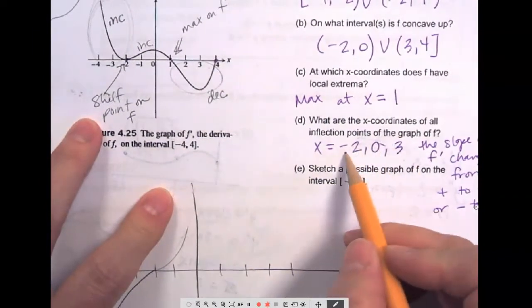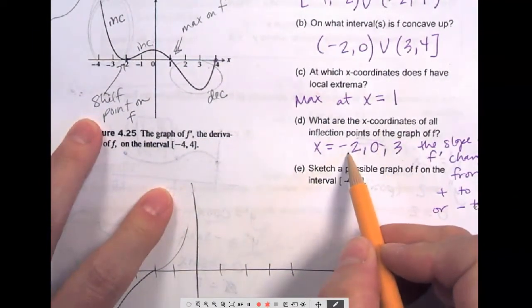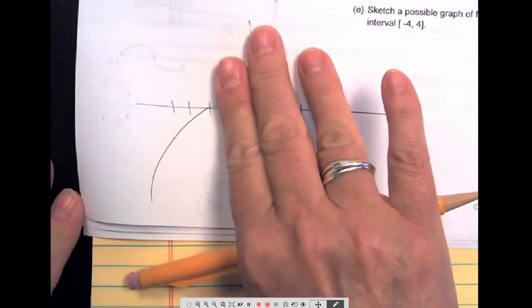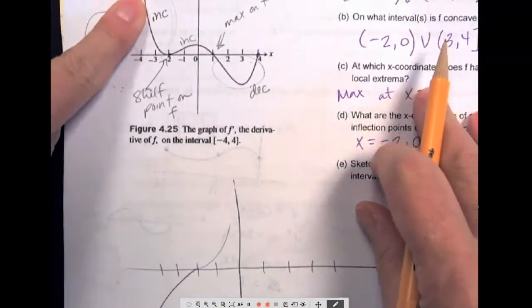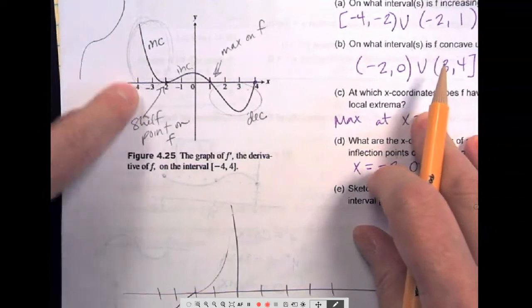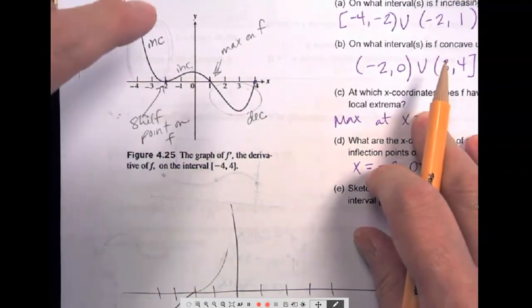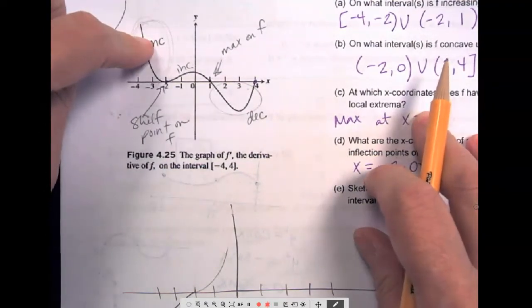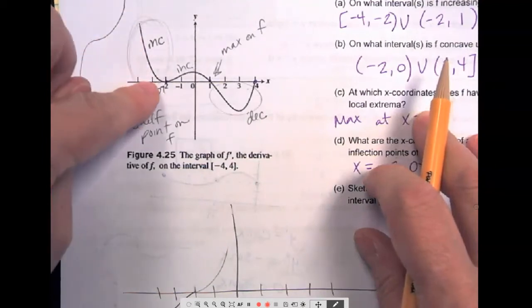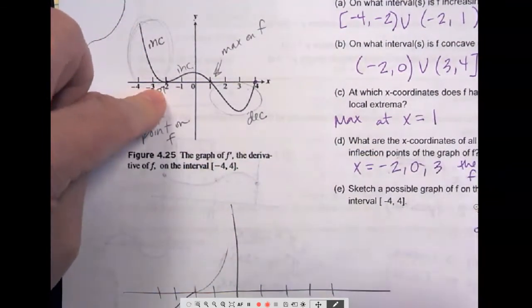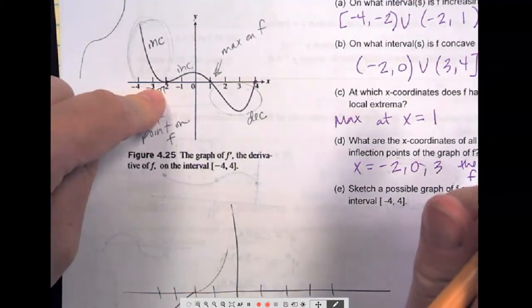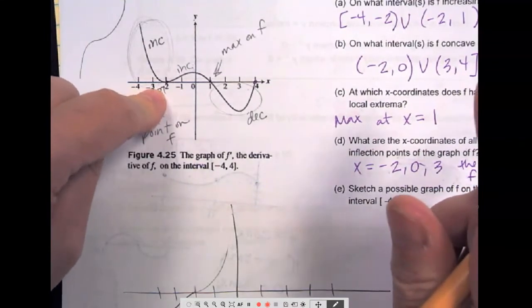Where do we have a point of inflection? -2 was one of them. And a point of inflection is where concavity changes. So right here I have concave down, and I know that because this slope is negative. So I'm increasing because the first derivative is positive, but I'm concave down because the slope of the first derivative graph is negative. That's a whole lot to take in.